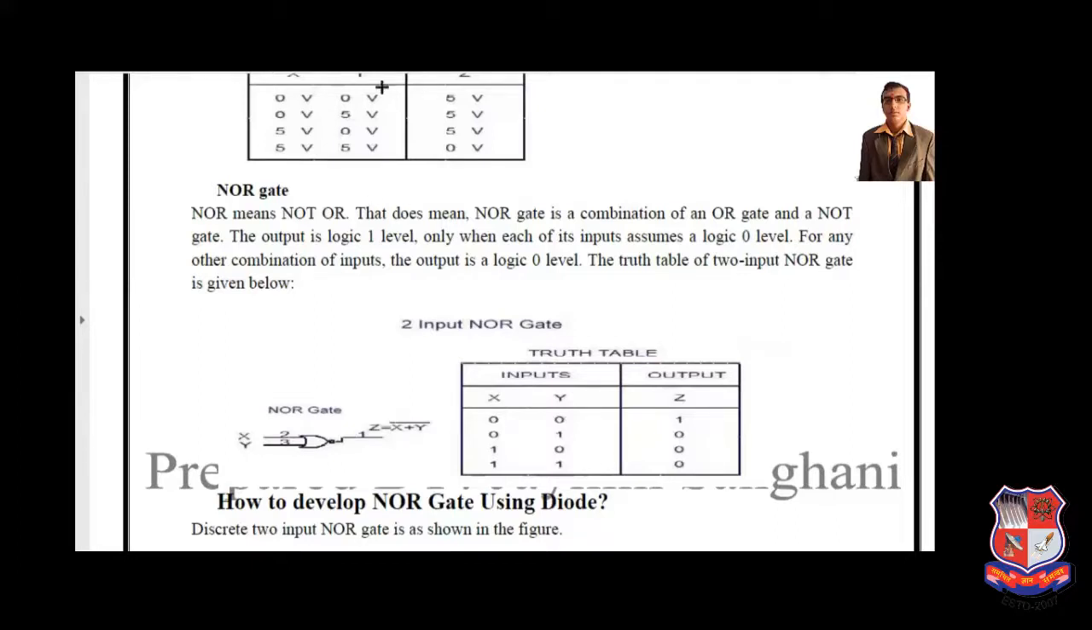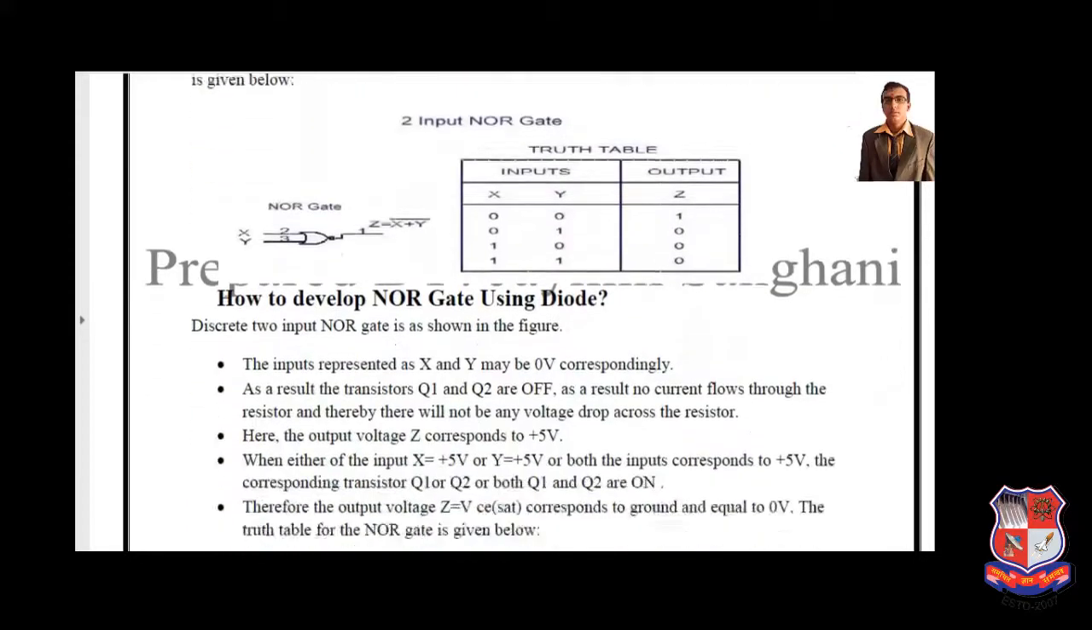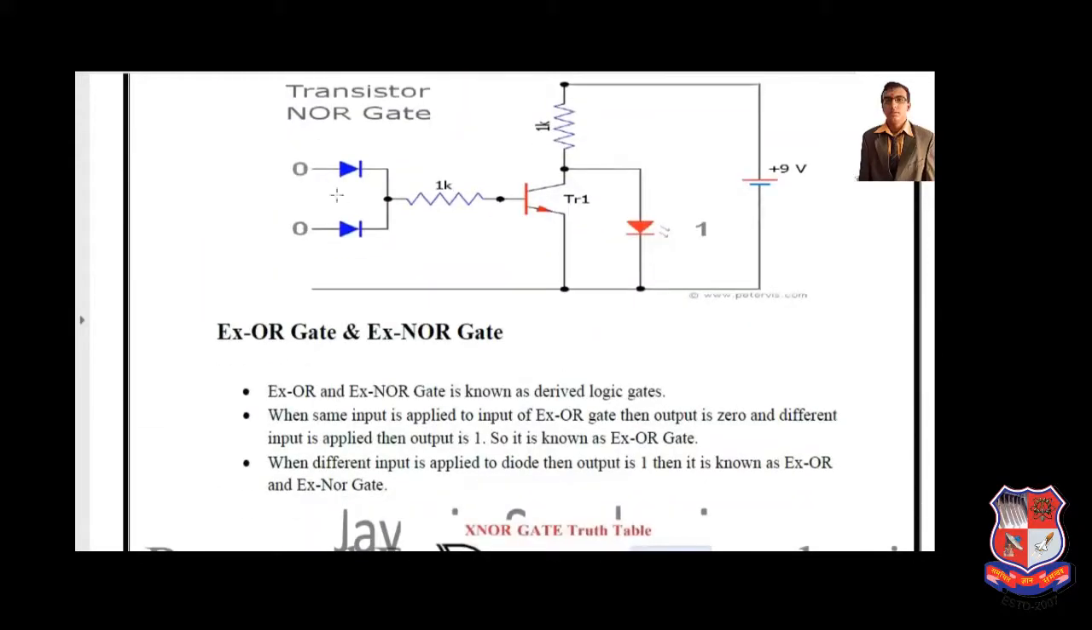Now, how to develop a NOR gate using diode? Simply forward bias the diode. See this. Sorry, simply forward bias. In the NAND gate the diodes were reverse biased, here make them forward. Nothing else to change. So we are able to design the NOR gate.